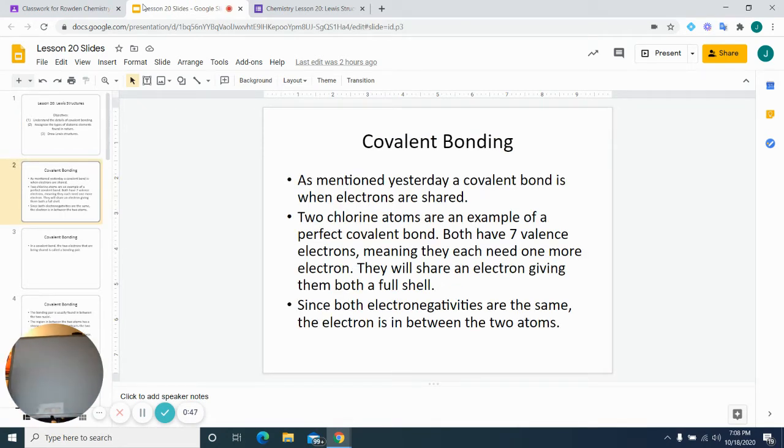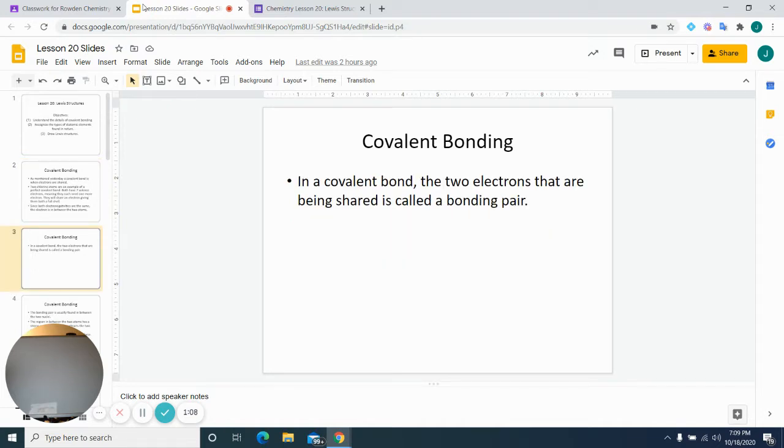And in the last class, we brought up covalent bonding, which is what takes place when you share electrons. So an example of a covalent bond would be 2 chlorines. They both have 7 valence electrons, which means they each need 1 more electron. And so what they do is they can share an electron, so they both get a full shell. And since they have similar electronegativities, the electron goes right in between them.